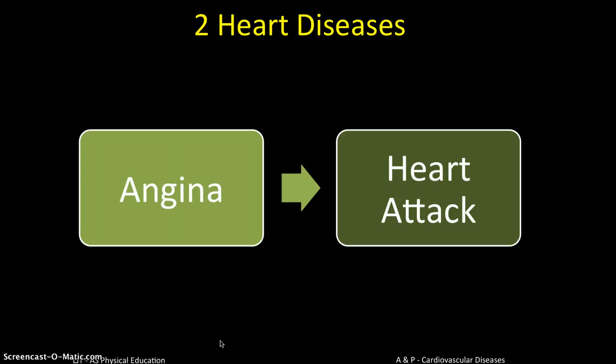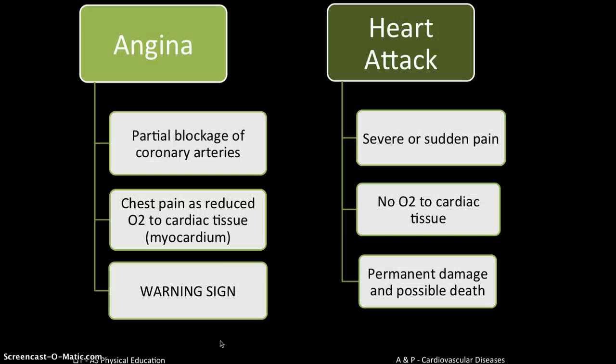So then our heart diseases, angina and heart attack. So angina is basically a partial blockage of the coronary arteries. So if you have atherosclerosis, you have blockaging of the artery walls and the artery lumen, then it could lead to angina. And this involves feeling quite nasty pain, particularly down your left side, your left arm, as a result of the myocardium not being able to work properly and it receiving less oxygen than it needs. And this is pretty much a warning sign that we've got some coronary issues and you need to seek medical attention.